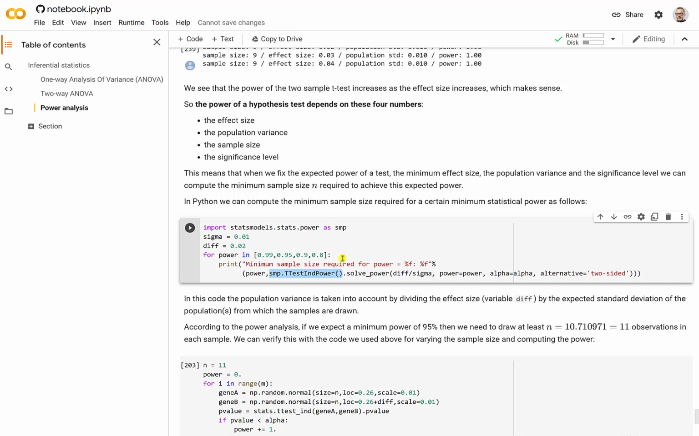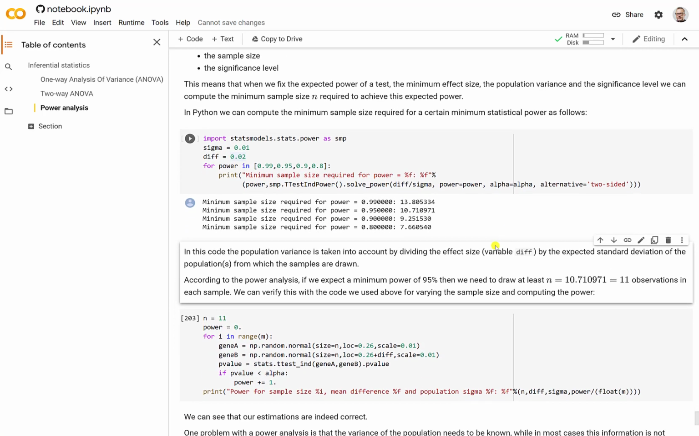Okay, and so what we're going to do here is, instead of ranging the effect size or the sample size or the variance of the population, we're going to range the power now. So we're going to check what is the sample size required to get a 99% power or a 95% power, or a 90% or an 80% power. Okay, and so we're going to compute for each of these powers what is the sample size required given fixed values for, so we have a fixed value for the variance, we have a fixed value for the effect size, and we also have these fixed values for our significance level. Okay.